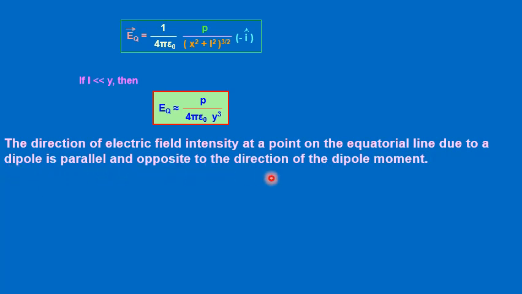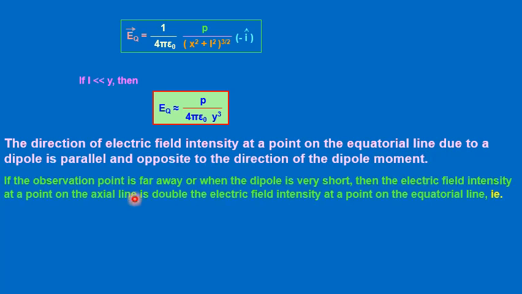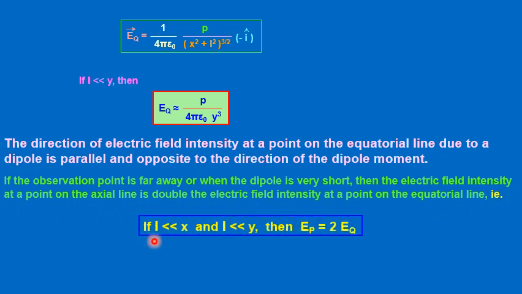parallel and opposite to the direction of the dipole moment. If the observation point is far away or when the dipole is very short, then the electric field intensity at a point on the axial line is double the electric field intensity at a point on the equatorial line. If L is much lesser than X and L is much lesser than Y, then EP is equal to twice of EQ.